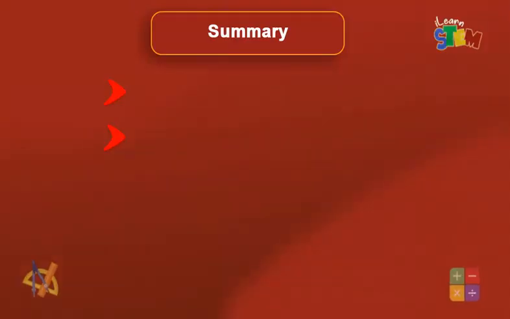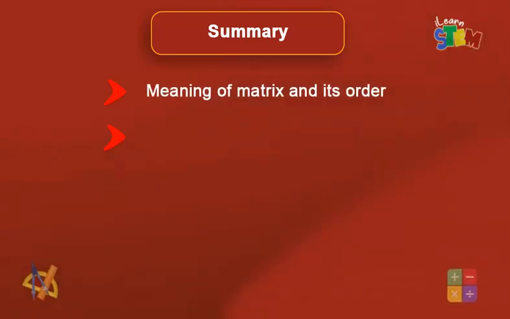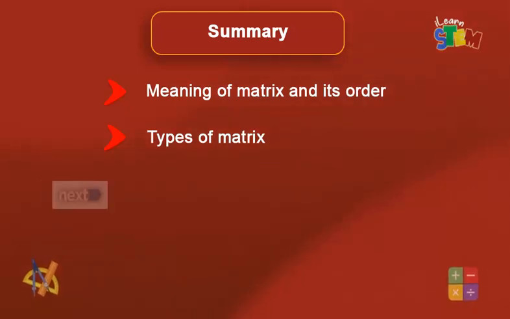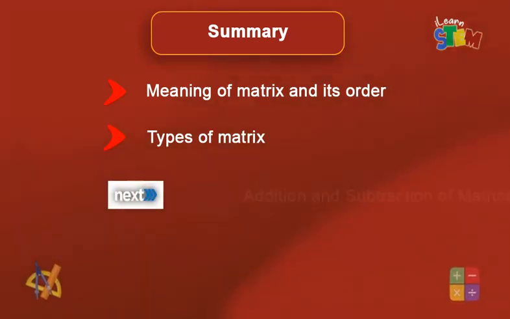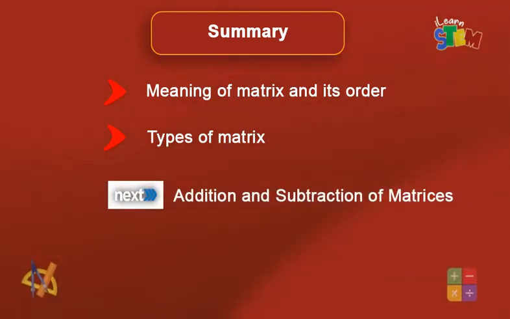In conclusion, we have learnt the meaning of matrix and its order, and also some of the types of matrix. Watch out for our next lesson, where we will talk about addition and subtraction of matrices.